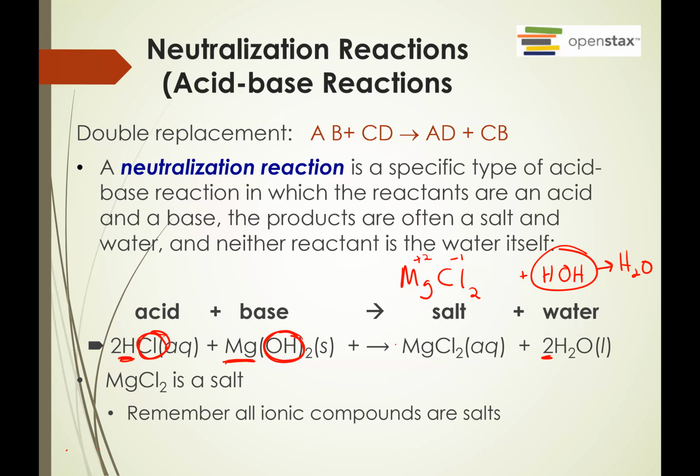And so again, any ionic compound is called a salt. So a metal plus a nonmetal, salt. So an acid plus a base makes salt and water. And this is called a neutralization reaction, but it's the same double displacement reaction we were doing. So let's try another one of these.